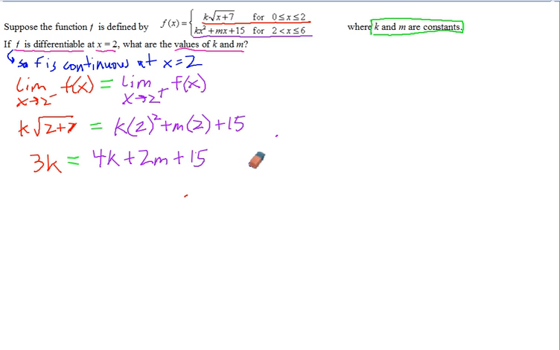So there's one equation involving k and m. But usually when you have two unknowns, k and m, one equation is usually not enough. So we know more than just the fact that f is continuous. We also know that f is differentiable. So let's first take the derivative of each piece, f prime of x.